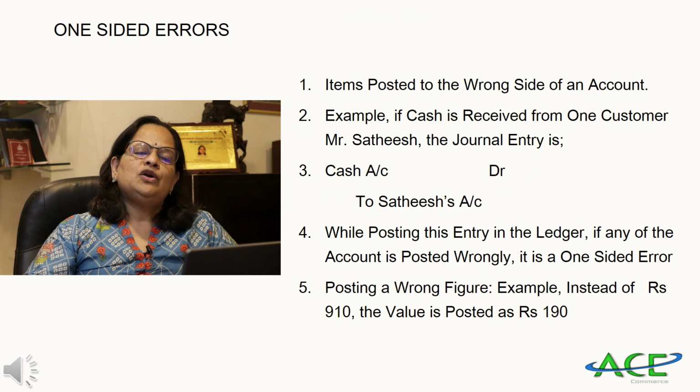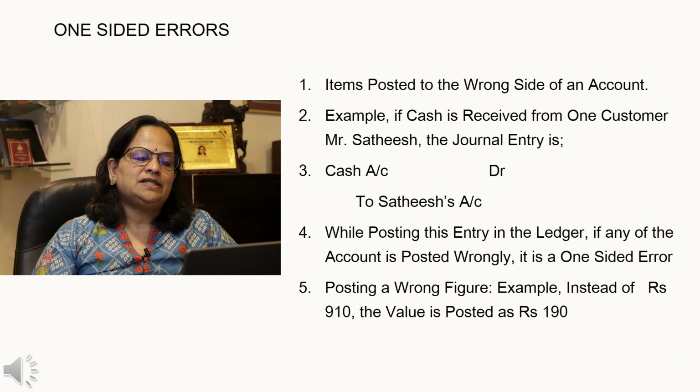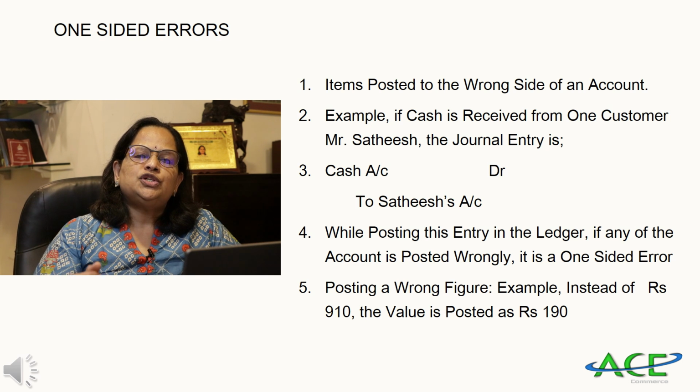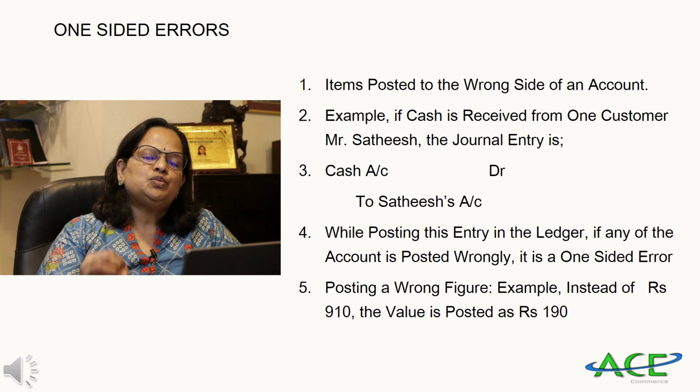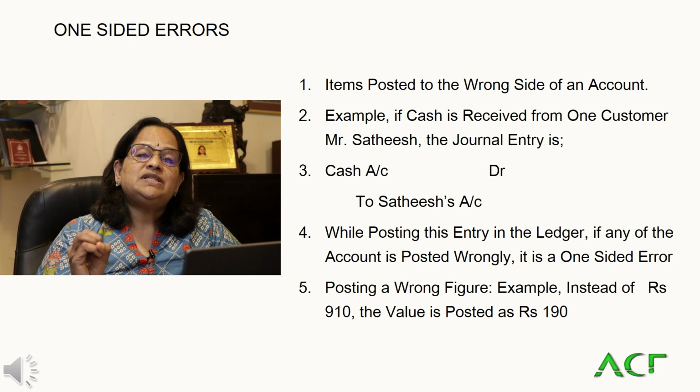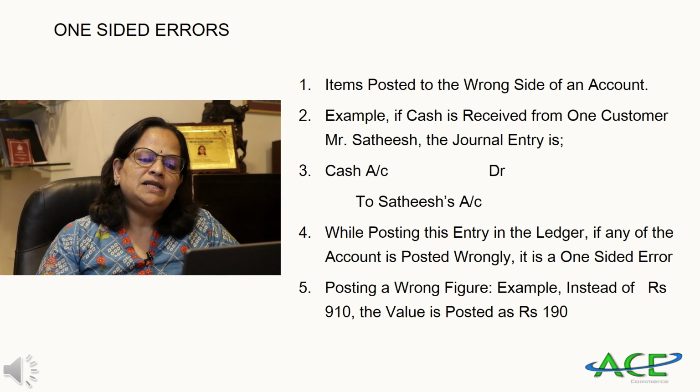Next, we are going to explain one-sided errors and how they happen. The first is items posted to the wrong side of an account. For example, if cash is received from one customer, Mr. Satish, what will be the journal entry? Cash account debited to Satish's account.